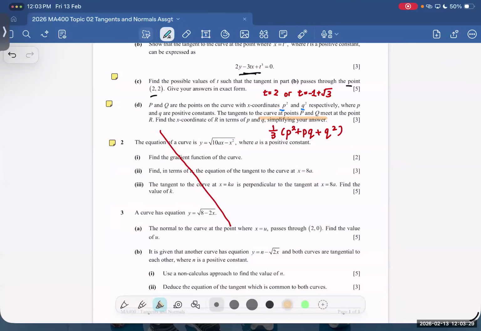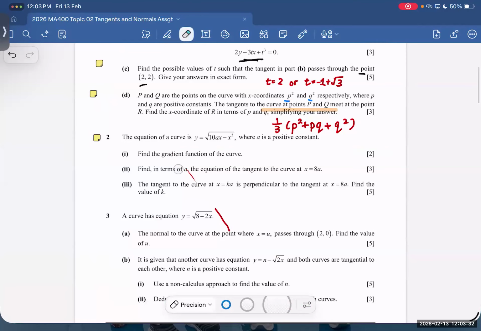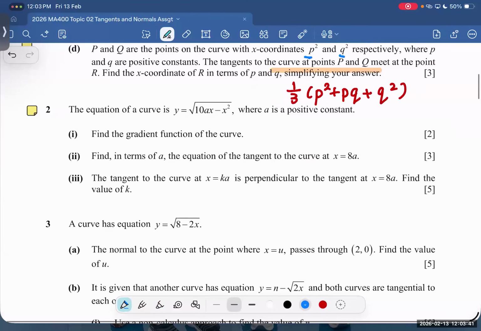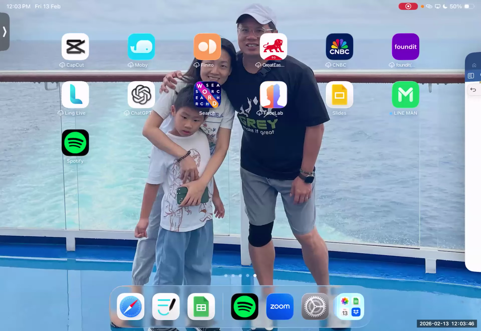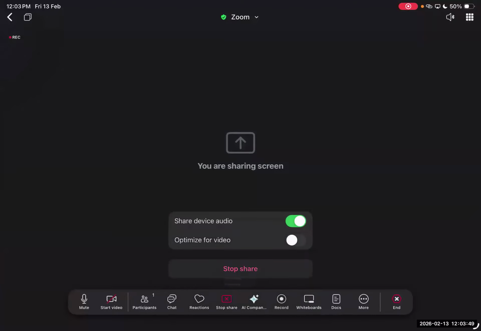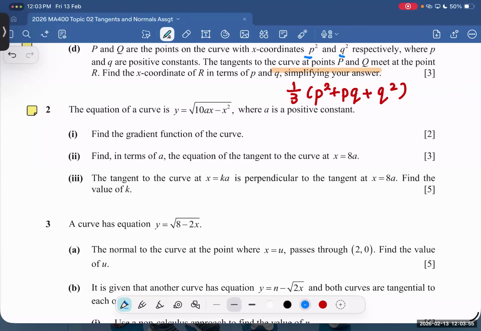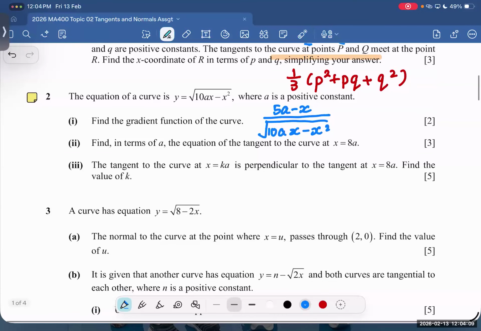So can win. Okay, so I will go on to question 2. Question 2. Okay, you can write the answer in index form. Allow me to write it for you to check your answer. Have I started recording? Go ahead. Don't do that again, class. Okay, 5a minus x, 10ax minus x squared.